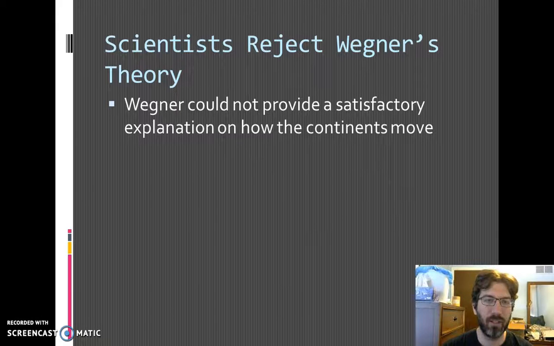Like I said at the beginning, scientists rejected Wegener's theory. I spelled his name wrong. It's W-E-G-E-N-E-R. Wegener provided the evidence that says, hey, they were together, but he could not give an explanation of how the continents move. So if he's not giving how continents move, then scientists are not really going to accept that they were put together.